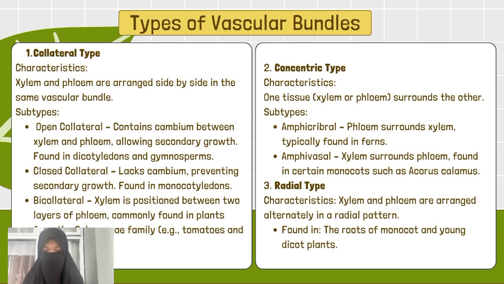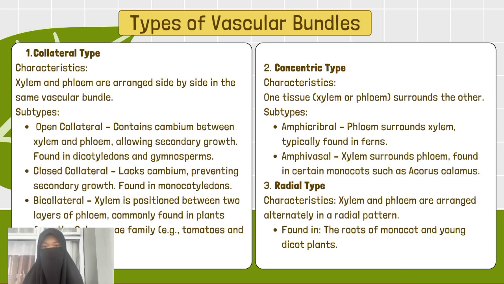And the second type is the concentric type. The characteristic is that either xylem or phloem surrounds the other. The subtypes: amphicribral, where phloem surrounds xylem, typically found in ferns. Or amphivasal, where xylem surrounds phloem, found in certain monocots such as Acorus calamus.